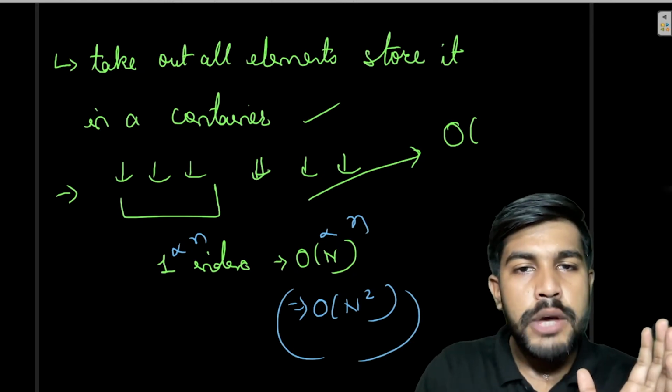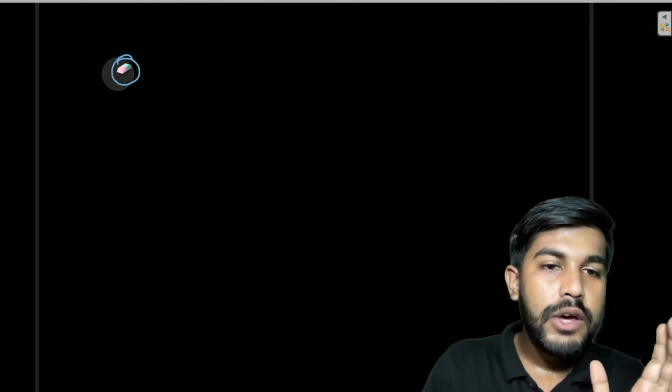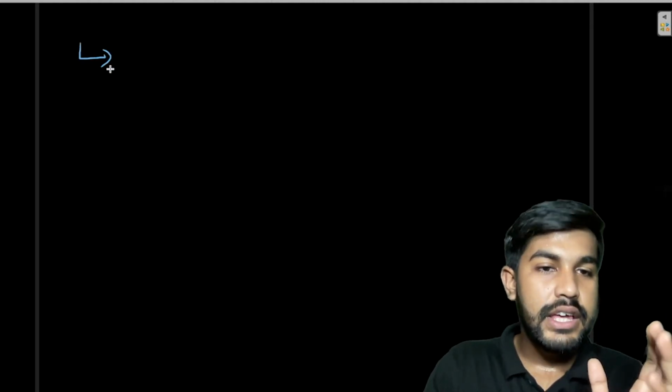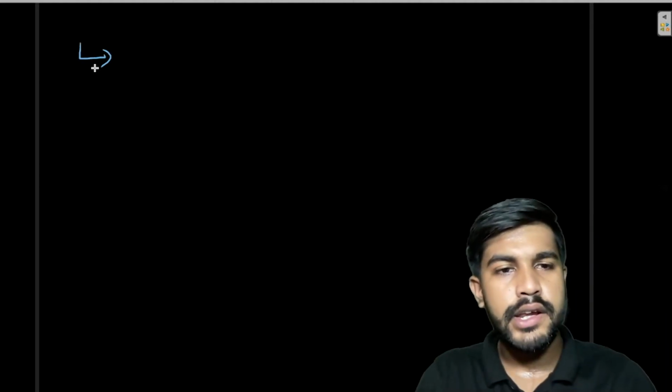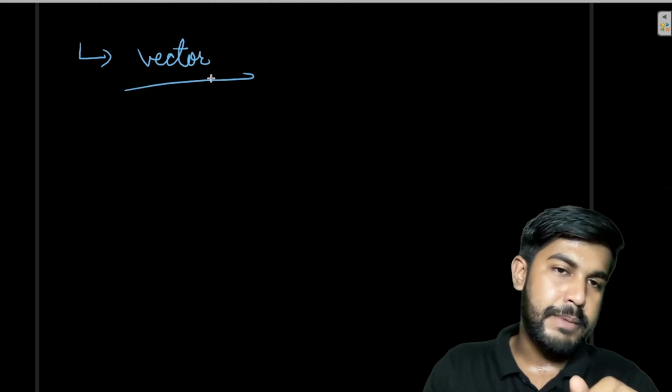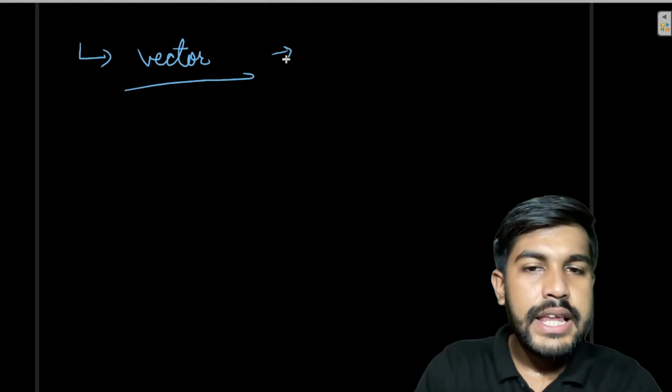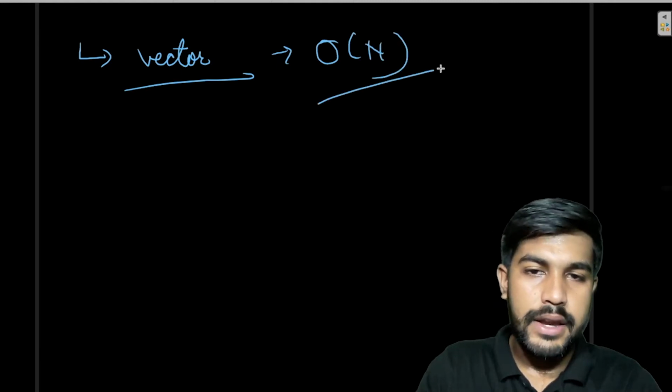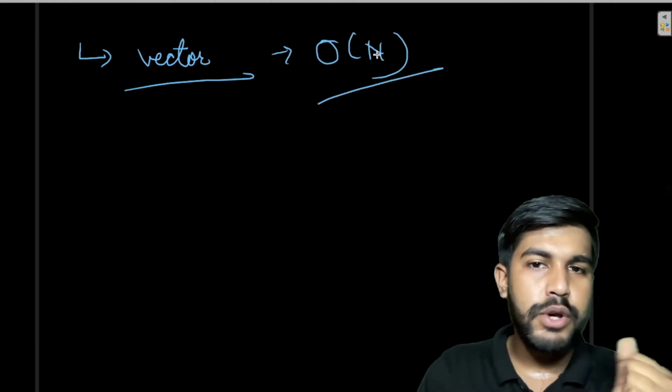But talking about the space complexity, we are using an auxiliary vector or a string. Let's take vector here. We are using an auxiliary vector to store all the elements. So all the elements would be stored, that is big O of n. That is why the space complexity is big O of n.